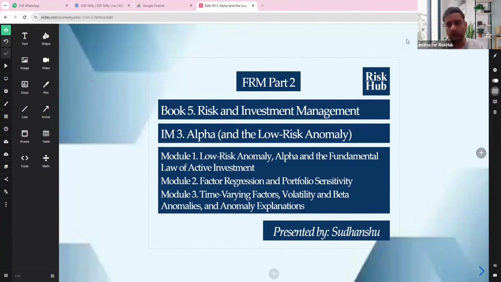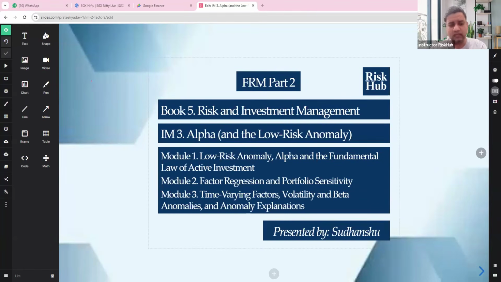Okay. So today we are doing chapter number 3 of your investment management, which is alpha and the low risk anomaly. This is from book number 5, risk and investment management. There are 3 modules here. Module 1 is about low risk anomaly, alpha, and the fundamental law of active investment. Module 2 is about factor regression and portfolio sensitivity. Module 3 is about time varying factors, volatility, and beta anomalies, and anomaly explanation, right?